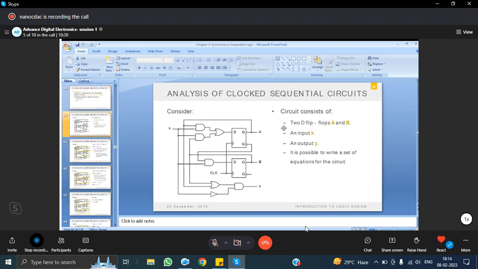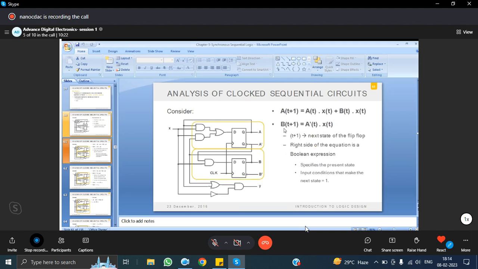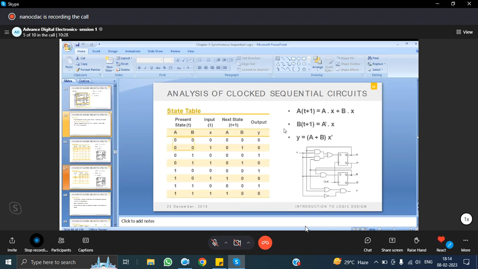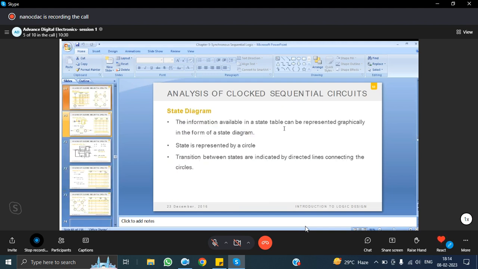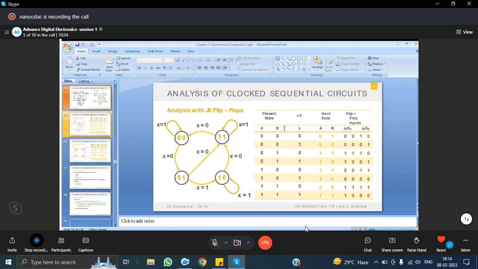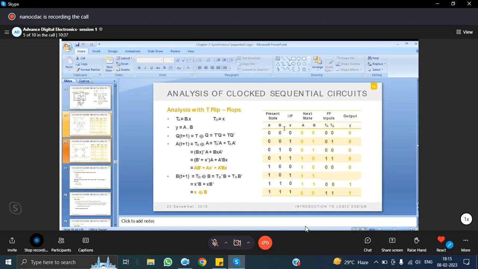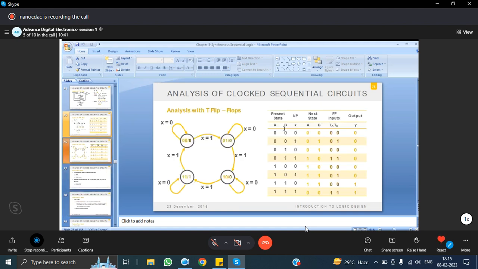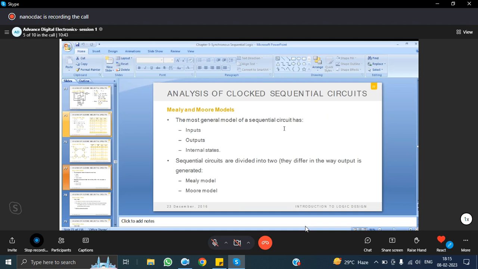We have seen how to write a state equation when given a circuit. State tables also we have seen, state diagrams also we have seen. Today we are going to see about Mealy and Moore models. Okay, so two types of sequential circuits.